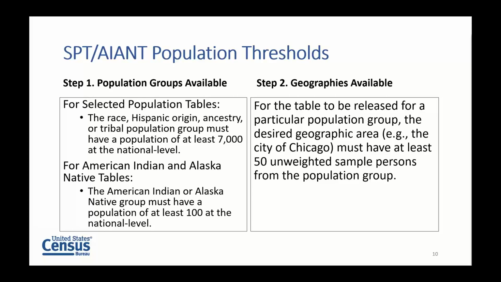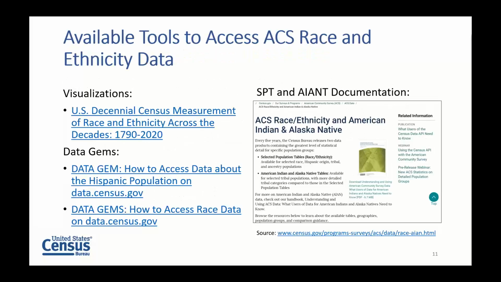Now, next slide. And so on this slide, we have a list of available tools and resources to access ACS data on race and ethnicity. We have a very important visualization. This is a user-friendly data visualization illustrating how race and ethnicity have been measured in the U.S. decennial census from 1790 to 2020.